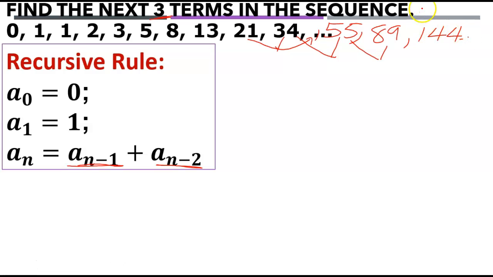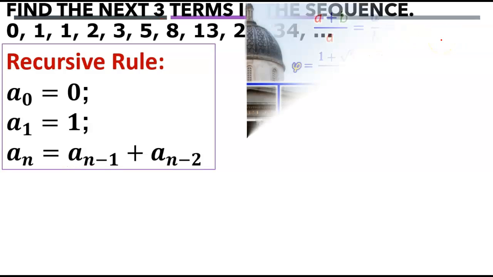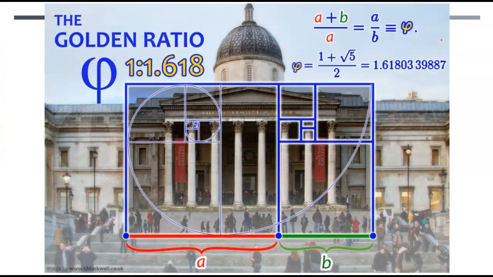So that would be the next 3 terms there. With recursive, you're just finding the next immediate term. That means if you are to find the 50th term, you have to keep doing this until 50. That would be exhausting. So that's why we need an explicit formula. With the explicit formula, we can find any term directly.